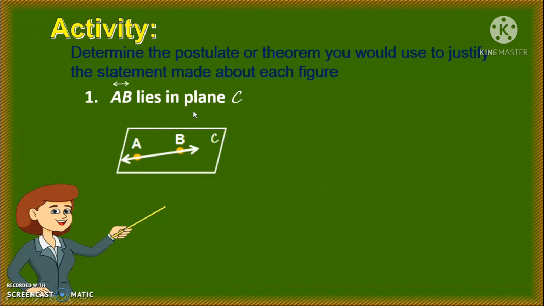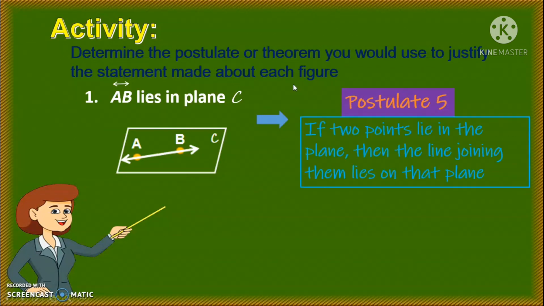The answer is postulate 5. Do you remember? Balikan ninyo. Postulate 5 says, if two points lie in a plane, then the line joining them lies on that plane. So, ang 2 points na nandyan sa loob ng plane, ang line din na nag-join sa kanila ay nasa loob din ng plane.